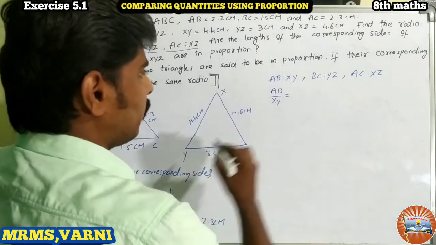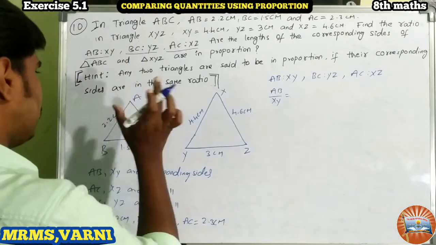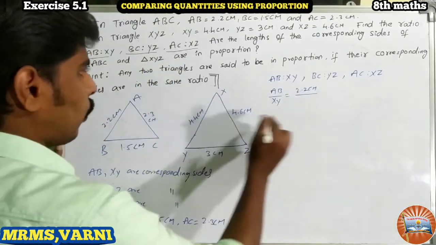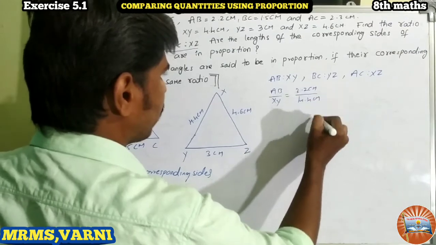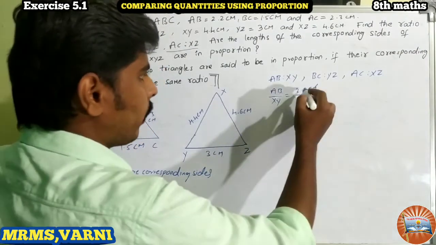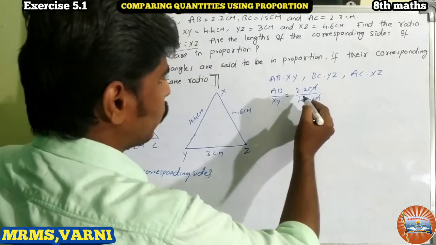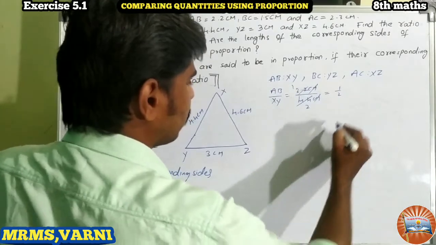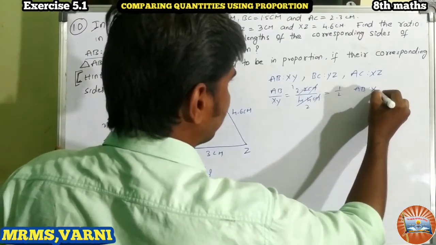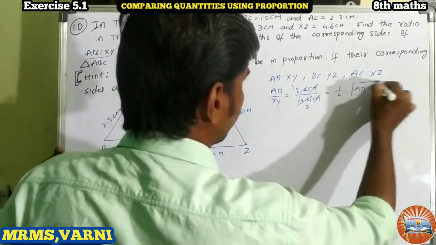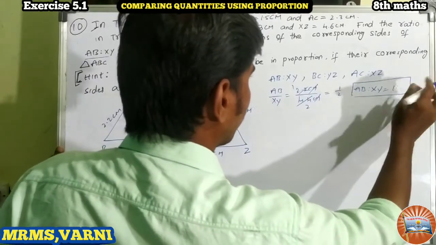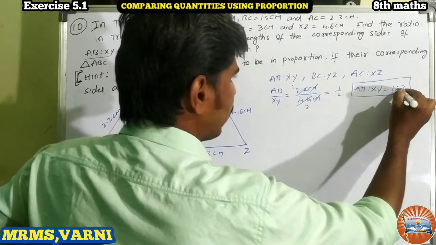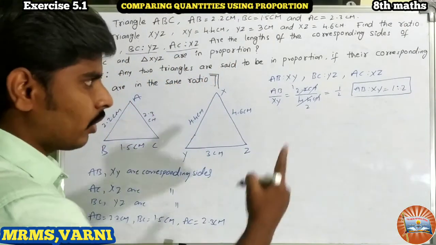So AB by XY, yeah, here AB is nothing but 2.2 centimeter by XY 4.4 centimeter. Centimeter gets cancelled. 2.2 by 4.4, 2.2 ones, 2.2 twos, so 1 by 2, that is nothing but AB is to XY we got 1 is to 2. Is it clear? 1 is to 2 we got. The ratio between the AB and XY corresponding sides is 1:2.